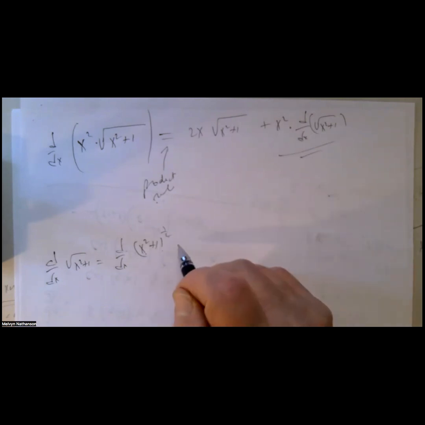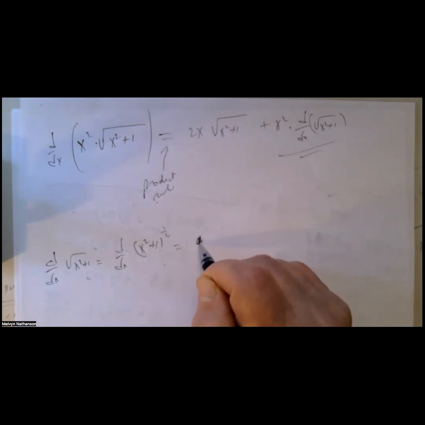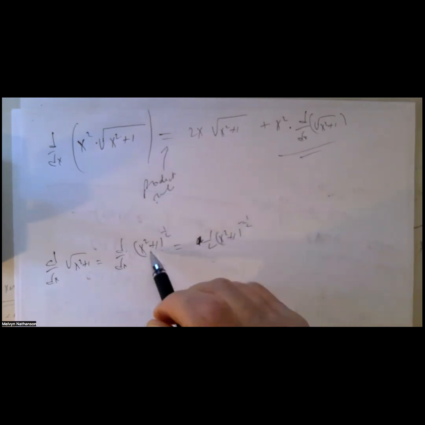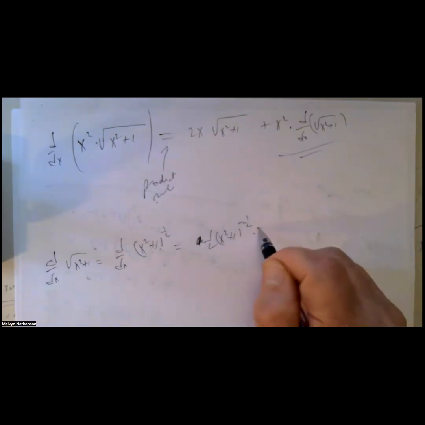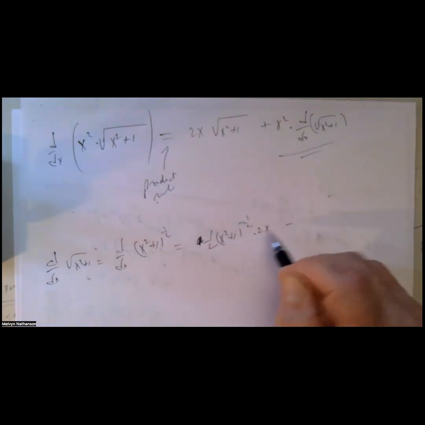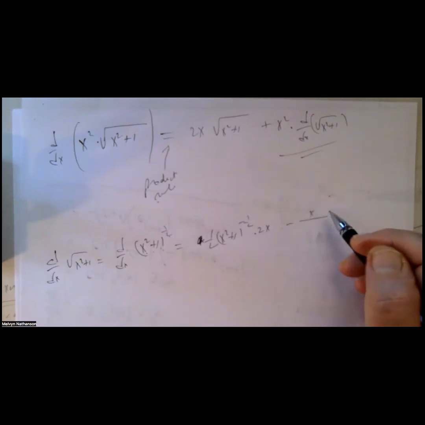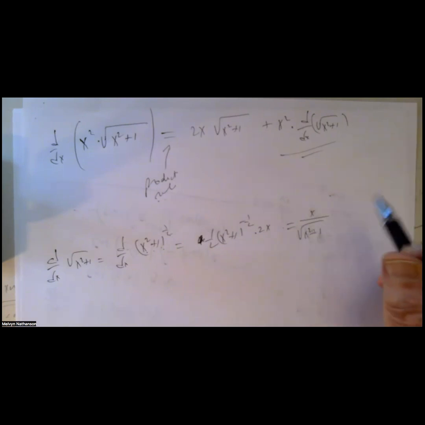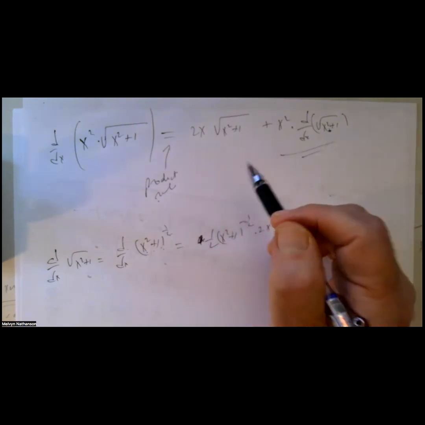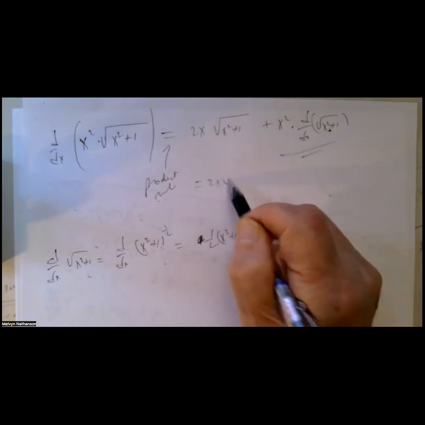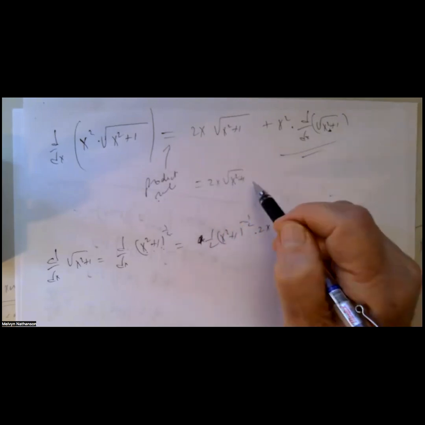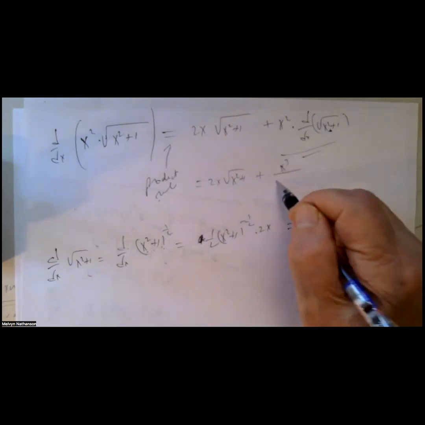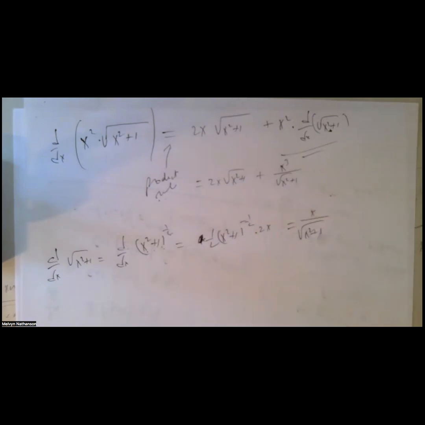This raised to a power is going to be 1/2 times x squared plus 1 to the minus a half, times the derivative of x squared plus 1, which is 2x. Let's see, the 2's cancel. So this is x over the square root of x squared plus 1. If I plug that into this, I get 2x times the square root of x squared plus 1, plus x squared times this, that's x cubed, over the square root of x squared plus 1.